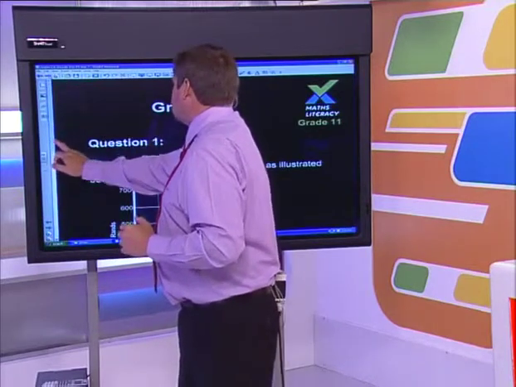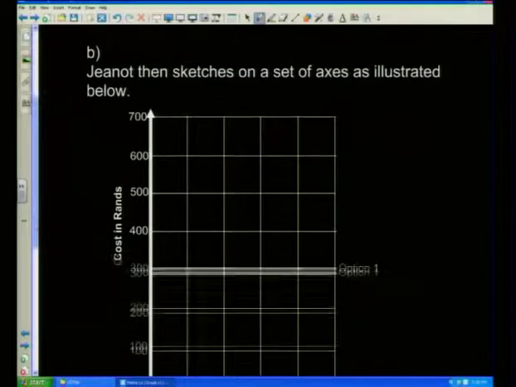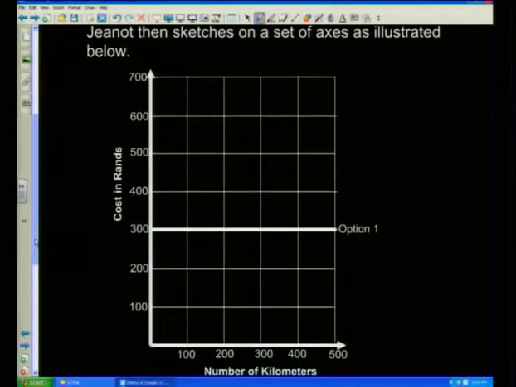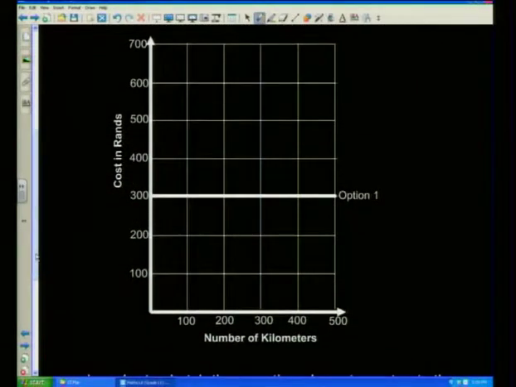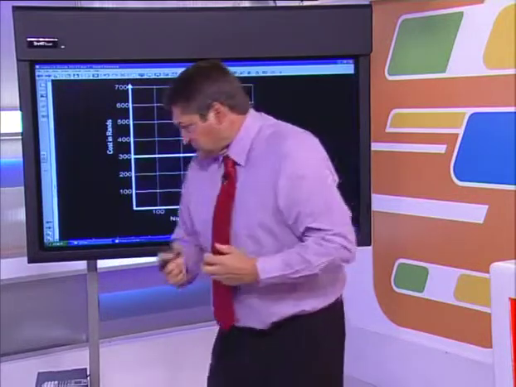Jono then sketches on a set of axes, as illustrated below. Can you see what Jono's done? He's got a set of axes here, and I'm going to interrupt myself again. I always say this every week, but I've got to interrupt myself. It's quite nice to interrupt myself, because normally my wife does that, so let me take advantage of this.